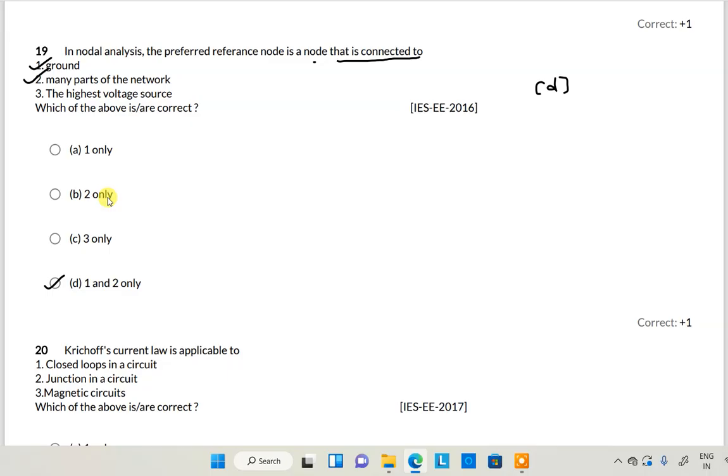Coming to the third point, the highest voltage source, not highest voltage source. If it is in the examination, it is given like that, highest number of voltage sources. In case this particular option is given, 3 statements are correct, but here it is given highest voltage source, not highest number of voltage sources. So I will explain here. Nodal analysis is preferred whenever more number of voltage sources are present. That is a point here.